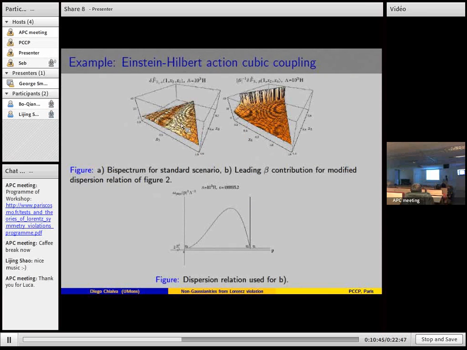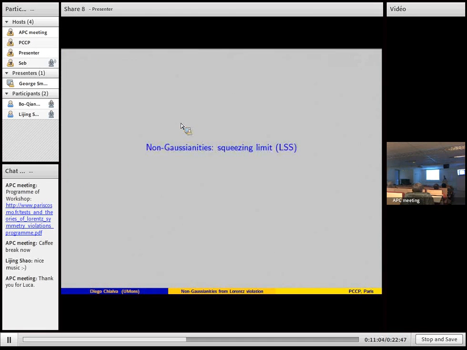Now, this is a picture. This is the standard result for the Einstein-Hilbert coupling, and I've taken the simplest, at a certain moment, non-adiabatic dispersion relations. So this is the standard, practically nothing. This is the Lorentz violating one, and you see that some configurations have a much larger level of non-Gaussianities.